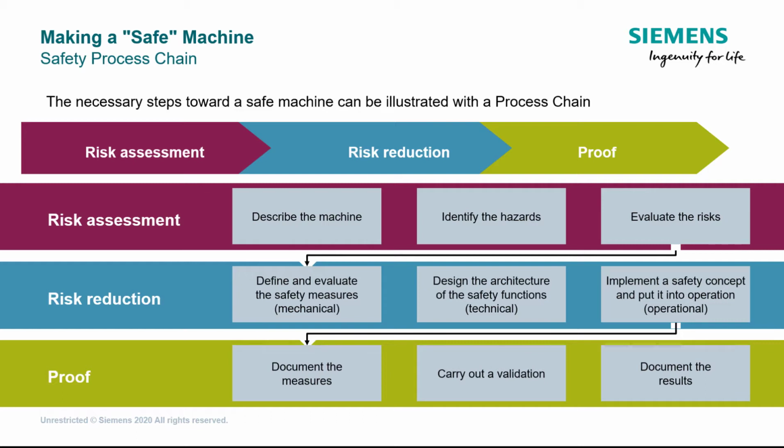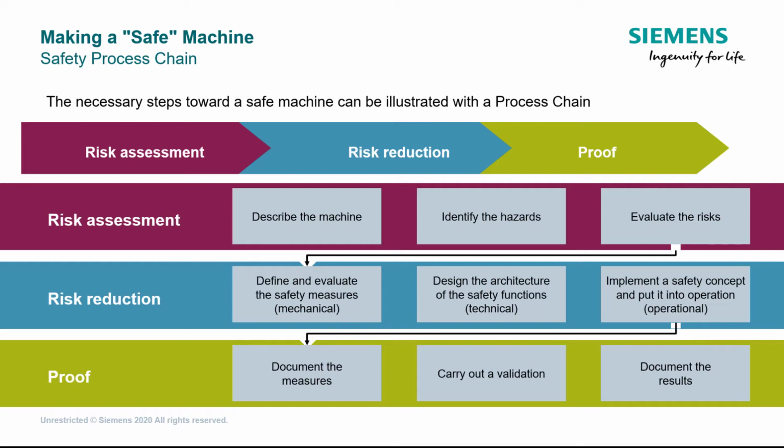During the risk assessment, the machine builder first describes the machine and its function, then identifies the hazards on the machine and evaluates the risk posed by each of these hazards. This is what we did earlier on that slide, looking at the different parts of the machine.